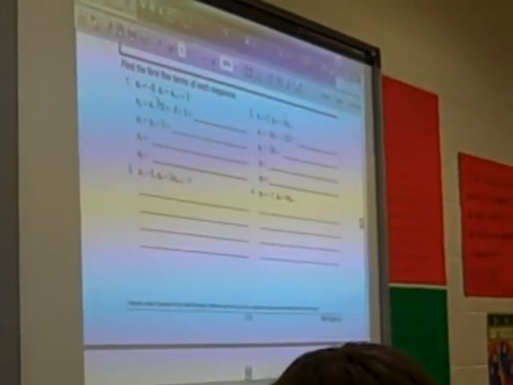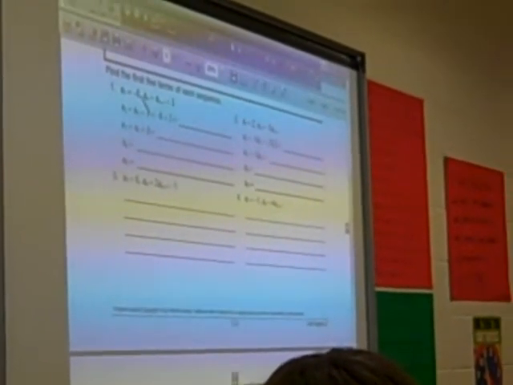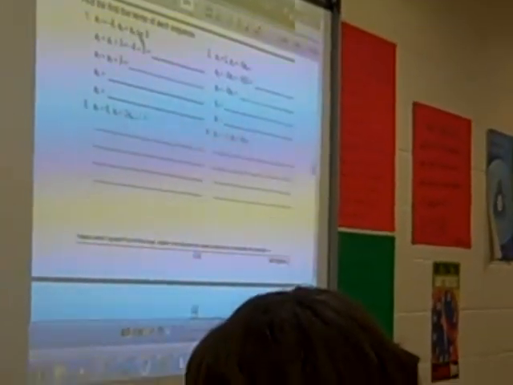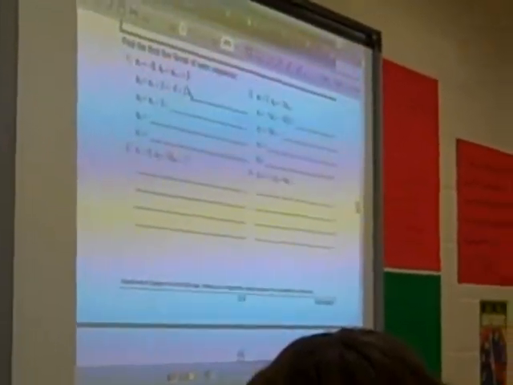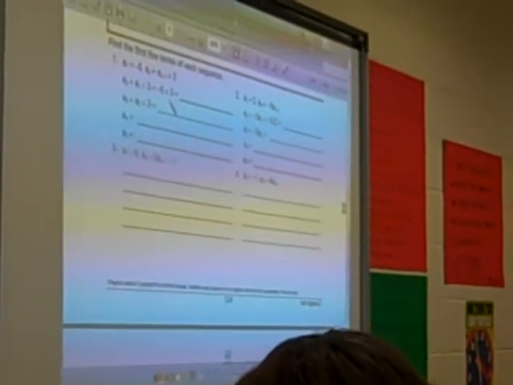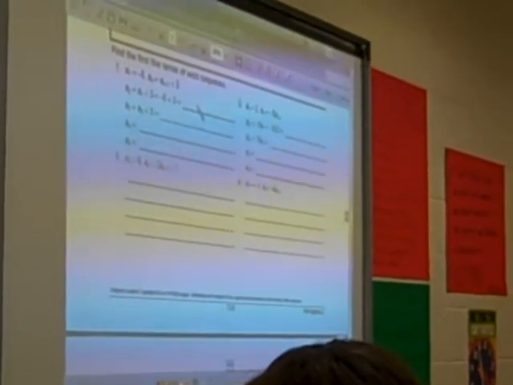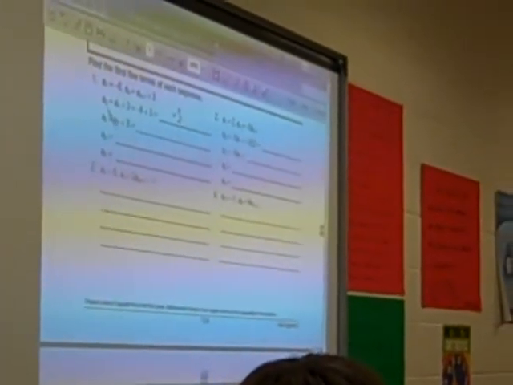Our first term is negative 8. And our recursive formula is the previous term plus 3. Okay? Well, what is negative 8 plus 3? Negative 5. So that is the second term. That's what a sub 2 means.